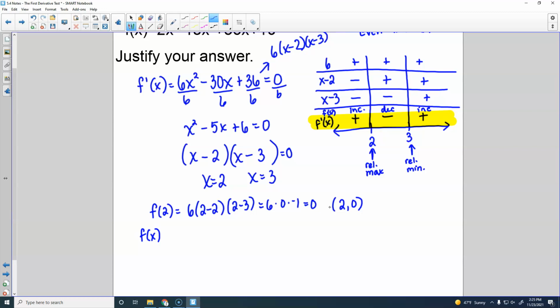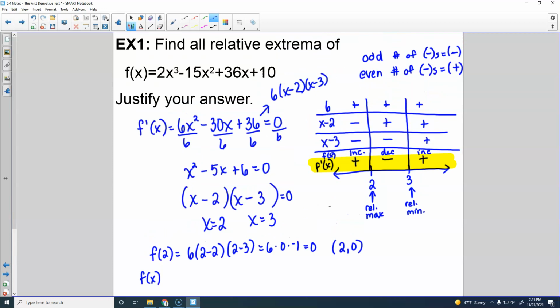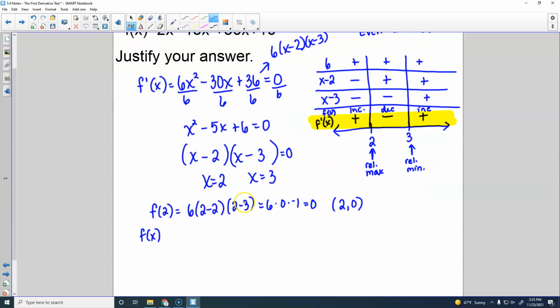Oh, no. I've made a major mistake. What did I do wrong? I did something wrong. Somebody tell me what I did wrong. I got to plug into the original, which I wrote like I was trying to do that, right? f of 2. But then I plugged into the derivative. Ugh.